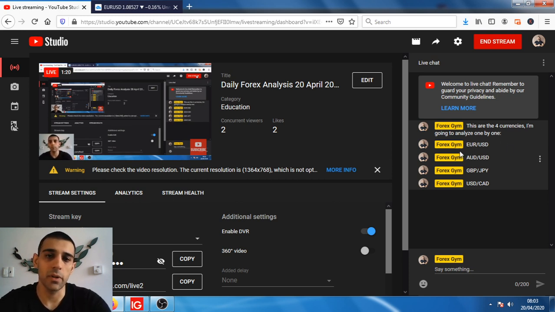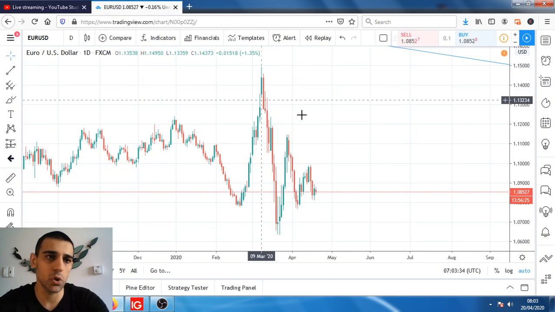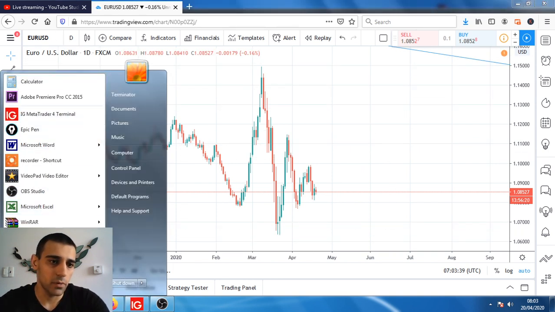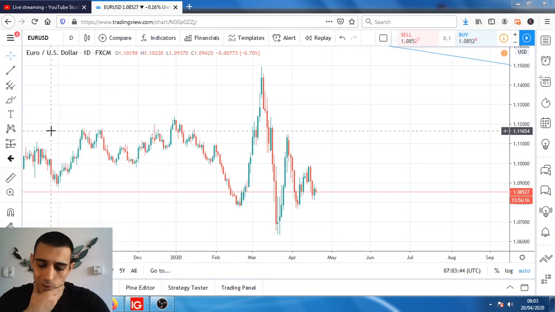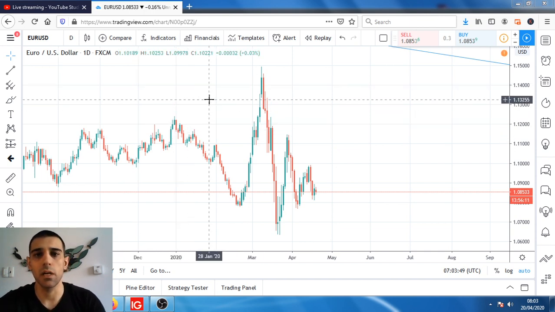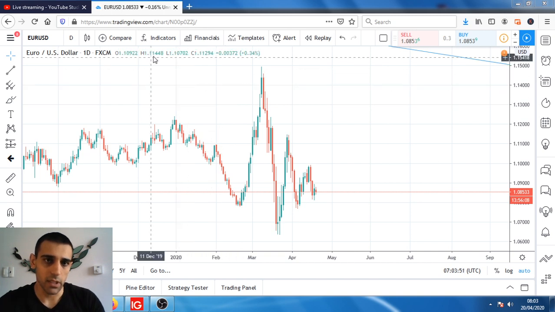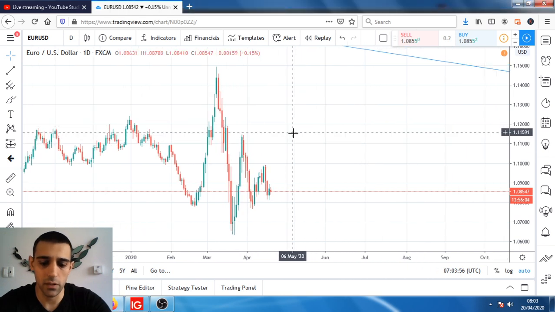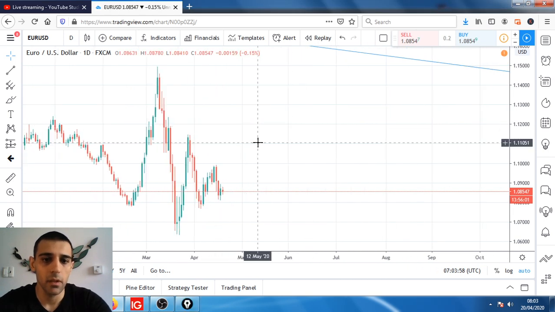For now, we're going to jump into analyzing the euro against US dollar. So let's go to TradingView. I pulled this up, but I forgot to pull up the pen. Where is this pen? Oh, here. It's normally useful to have it if I want to draw. So I want to start analyzing the euro against US dollar, and this is the daily time frame.